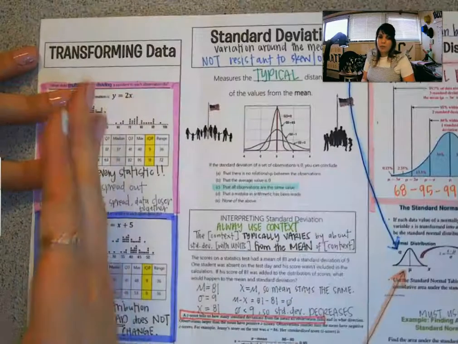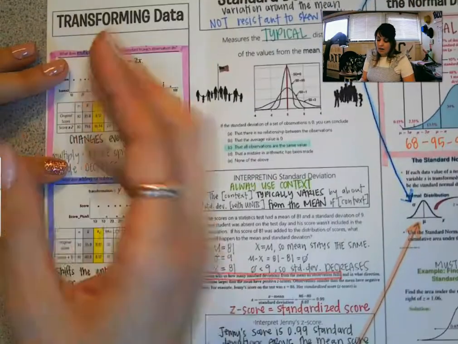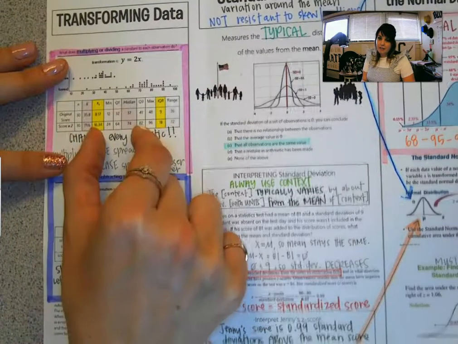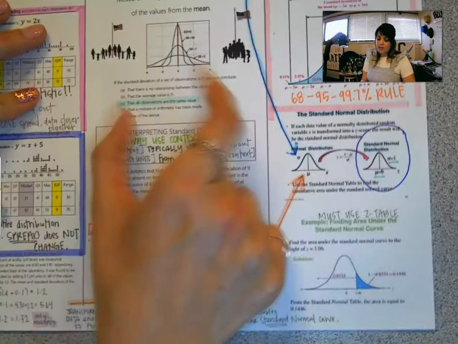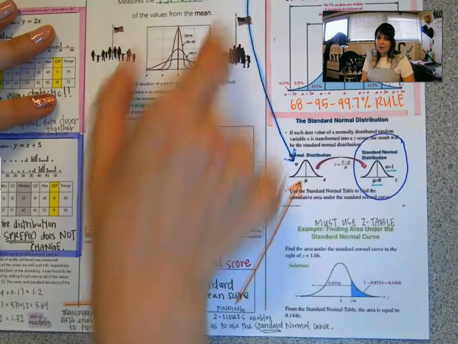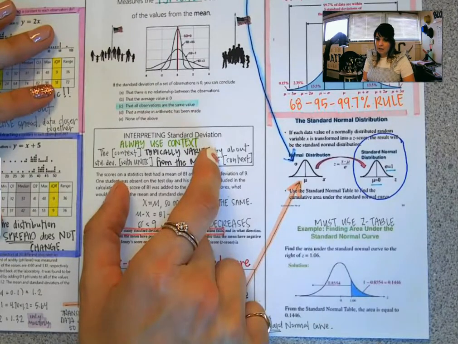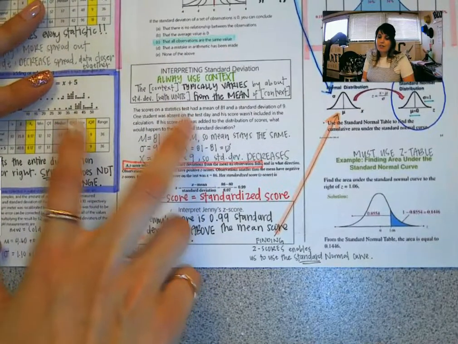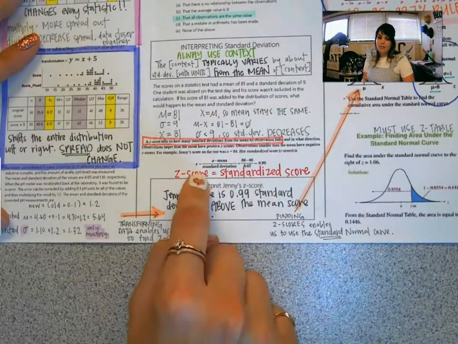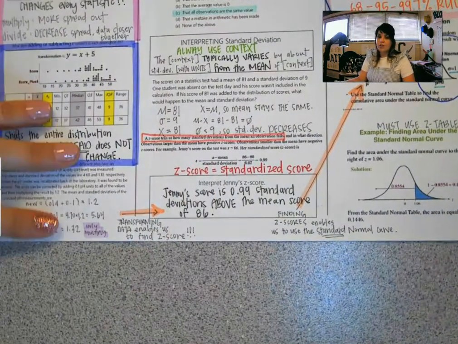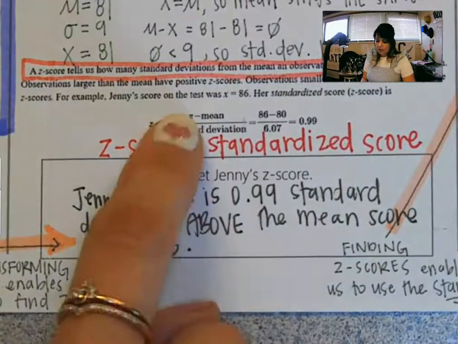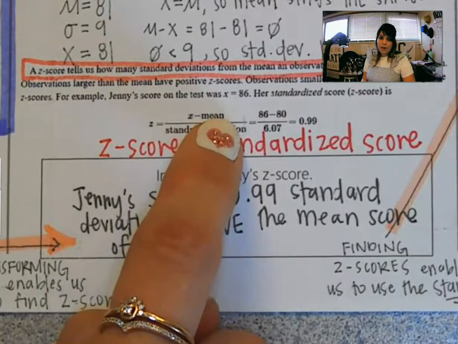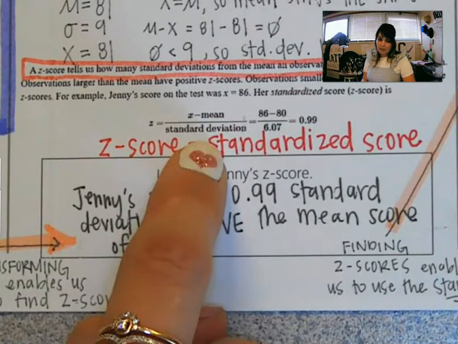So, transforming data, biggest takeaways are multiplying and dividing changes every statistic. Adding and subtracting does not affect spread. Then we go into the standard deviation idea that talks about variation around the mean. So how do these two things connect? These two things connect when we're talking about z-scores. You can standardize any data value by finding its z-score. So you take the observation, subtract the mean of the data set, divided by the spread.